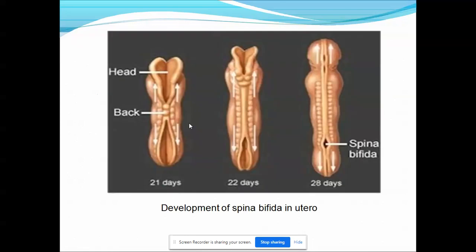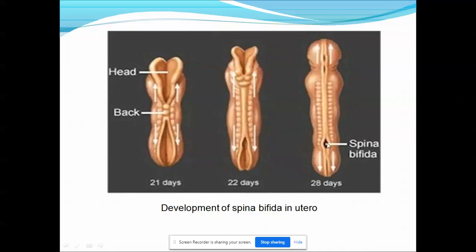So you can see development of spina bifida in utero. So in the uterus, how is it developing? You can see 21 days. After the conception, on 21 days, it should be like this. The head will be in the superior direction. In the middle you will have the back formation. At 22 days it will look like this, the middle picture, and 28 days. Instead of closure, this should close in the lumbar region. You can see the third picture after 28 days.